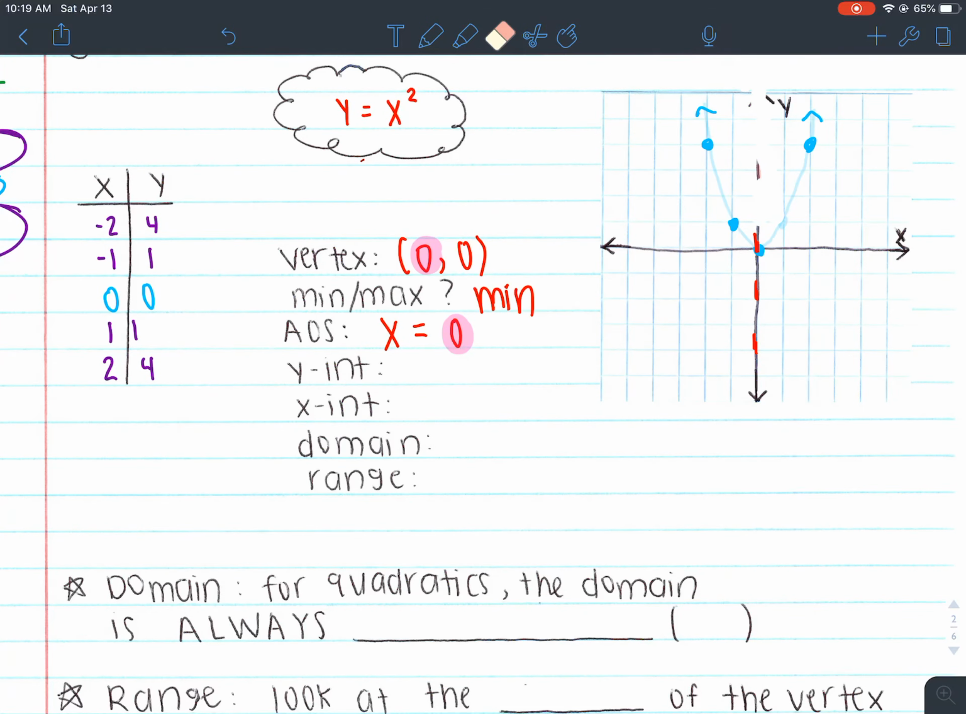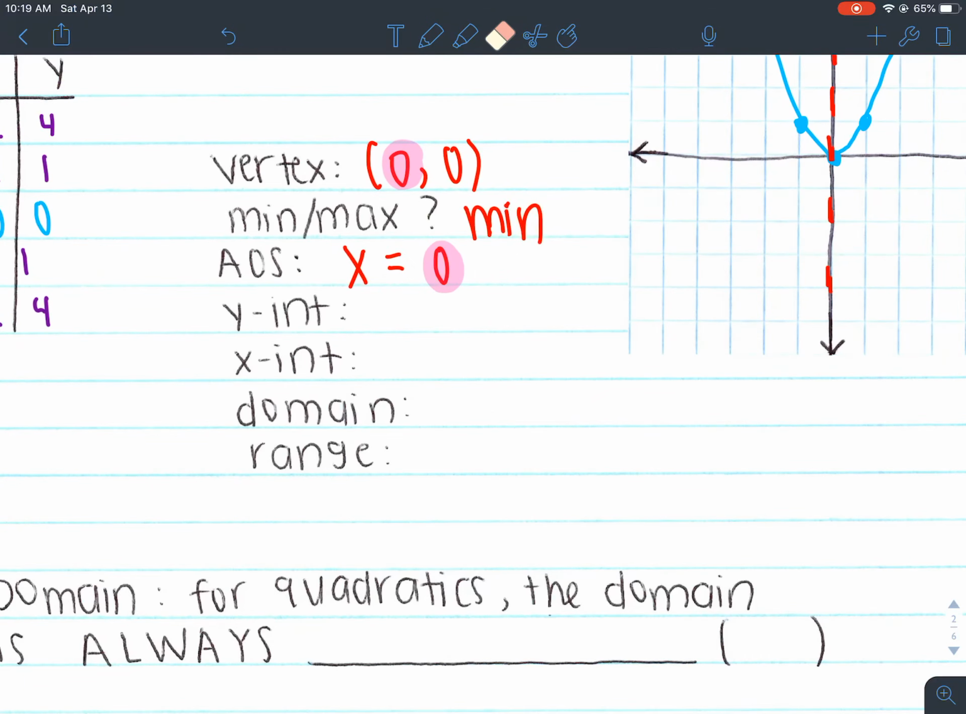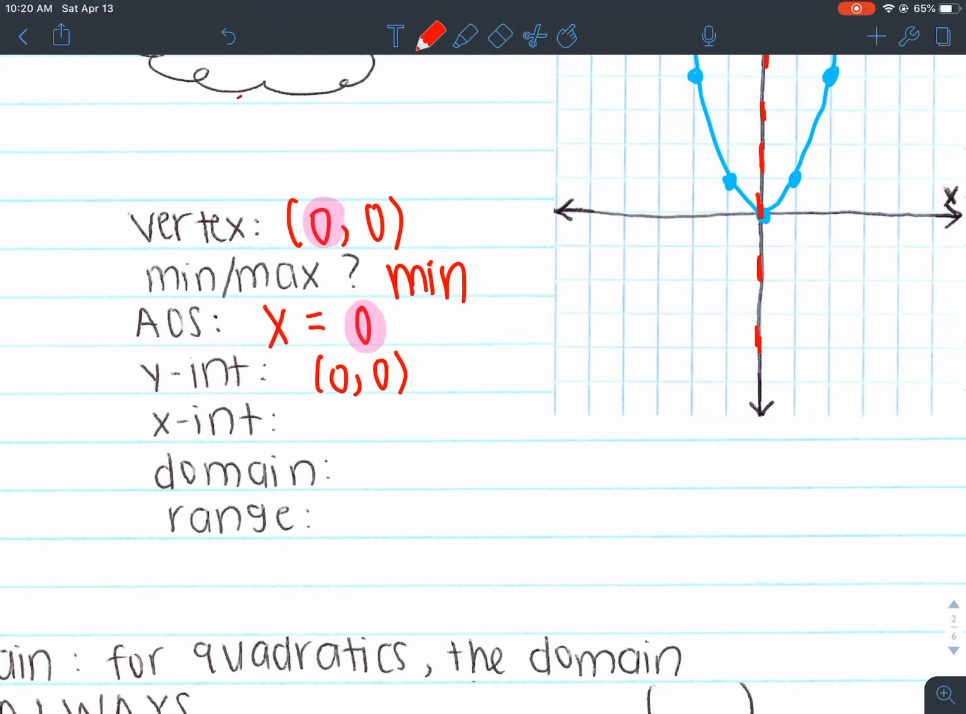Y-intercept would be here 0, 0. The x-intercept, again, is still 0, 0. It crosses the x-axis and the y-axis at the same point.